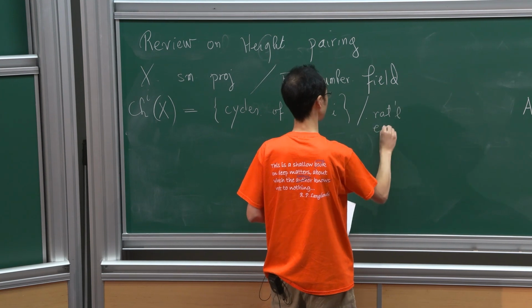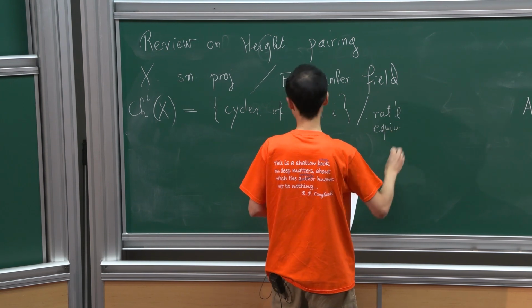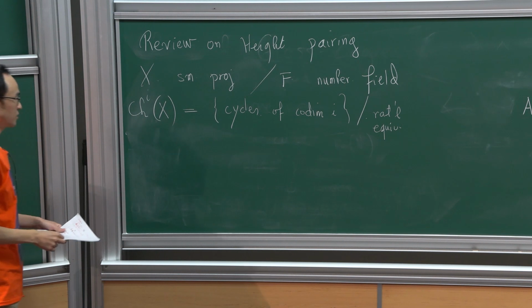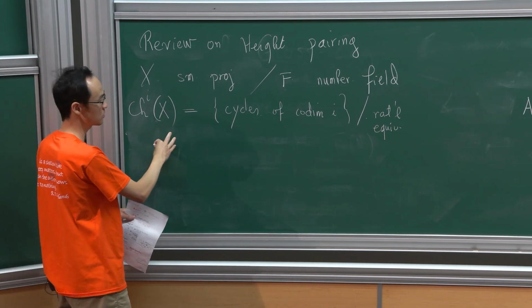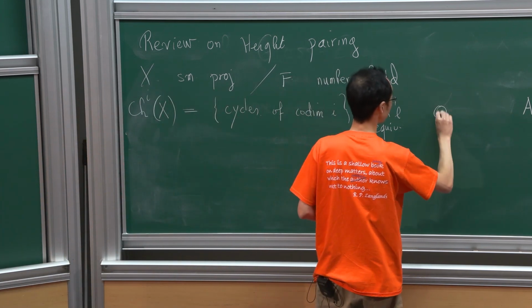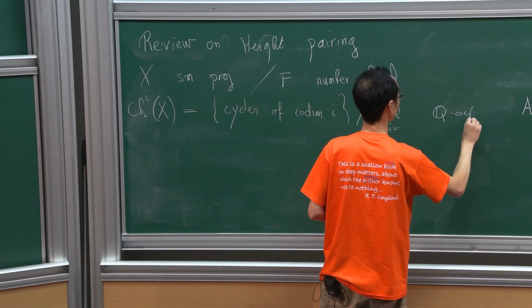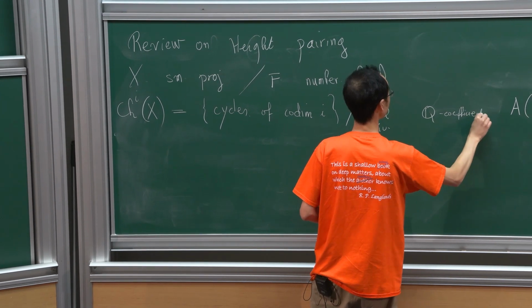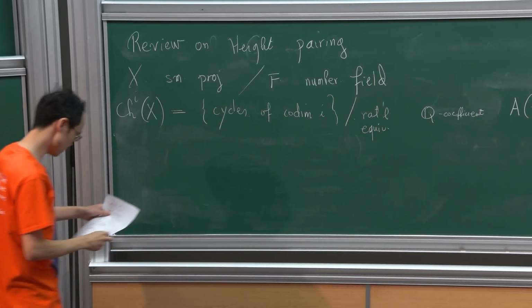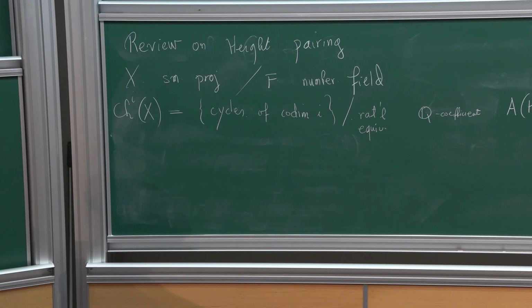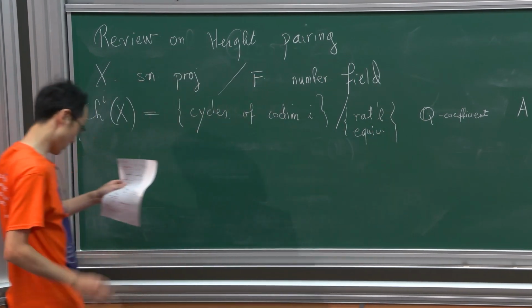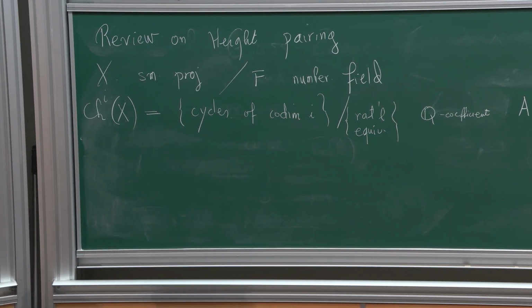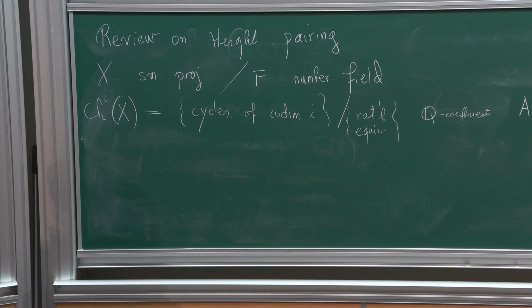Rational equivalence. Just for simplicity, I will just ignore torsion. So this is a Q vector space. So we have Q coefficients. Or maybe later on, I will even extend to complex coefficients just to ignore the issue of finite. Sometimes you have to extend the coefficients. It's better to go to a bigger field, although things are really over number fields, some finite extension of Q.